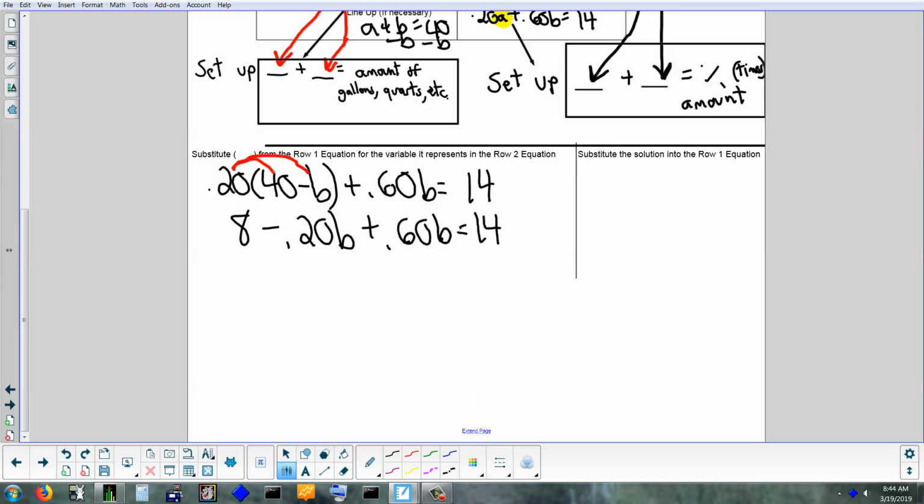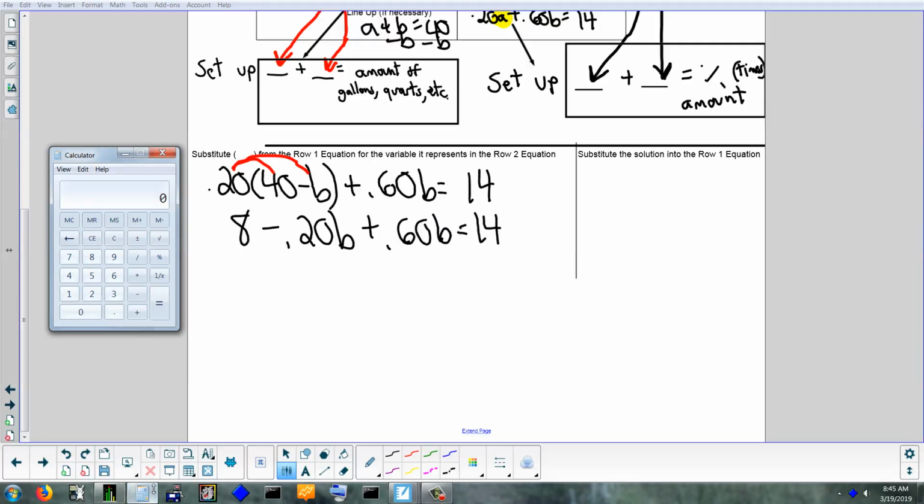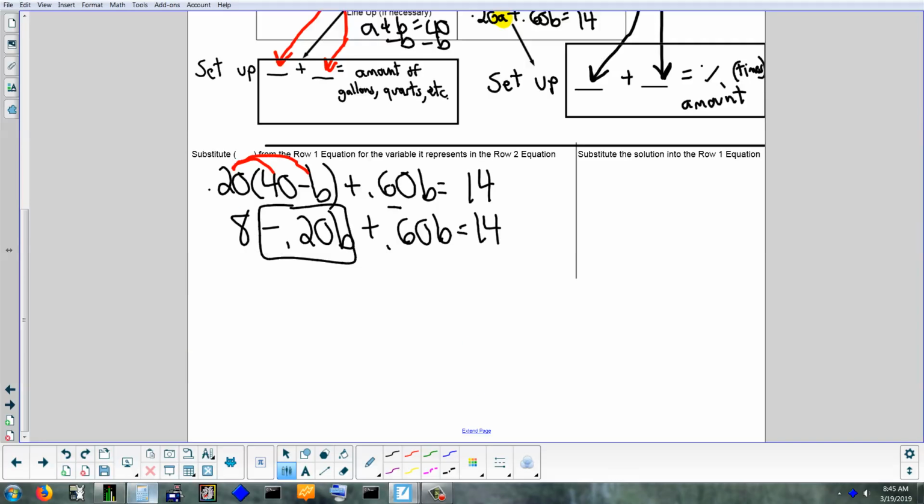Savannah, what can I do now? Yeah, I got negative 0.20B and a positive 0.60B. I'm going to combine like terms. I did nothing with this 8 because there's no other number, because the two other things have a B attached. I can combine them because they're the same. I can't do anything with that 8 because the 14's on the other side. I can't combine them. So I'm going to get 8 plus 0.40B equals 14. 2 more steps.